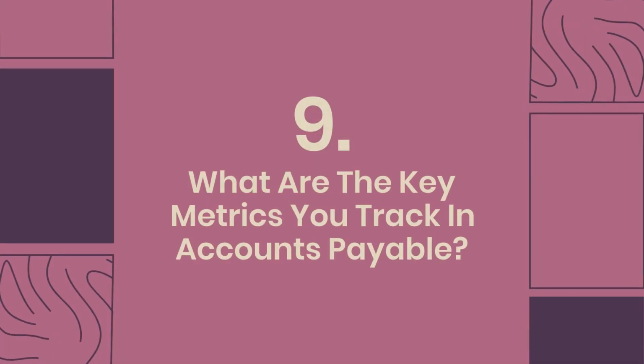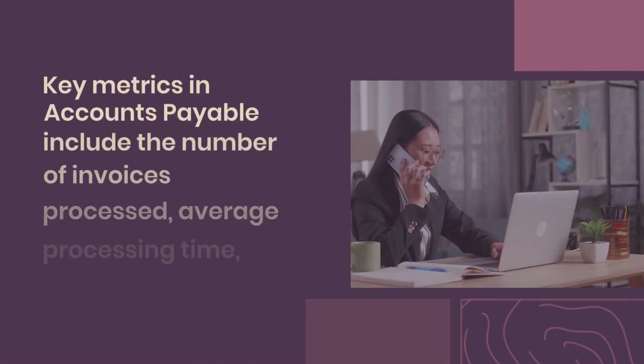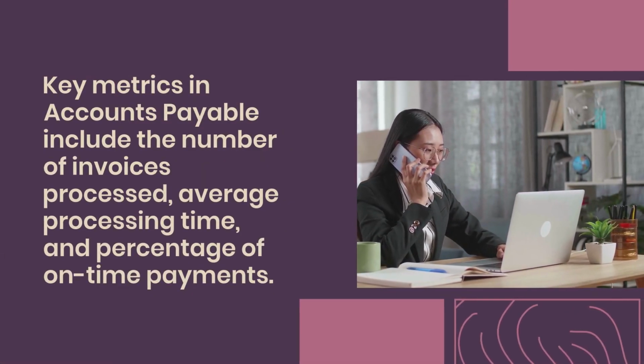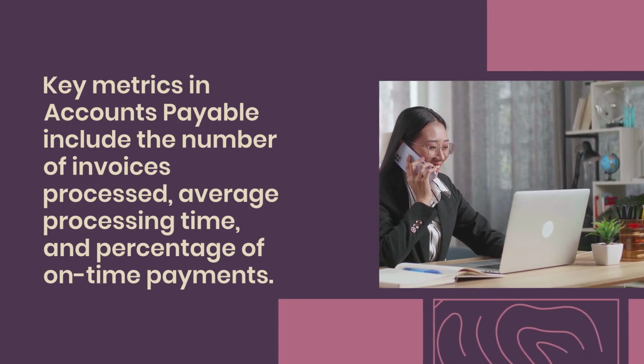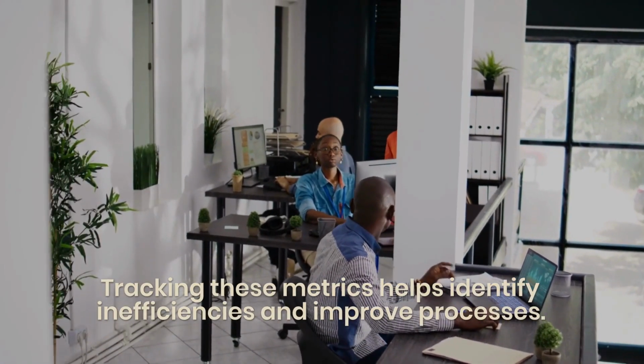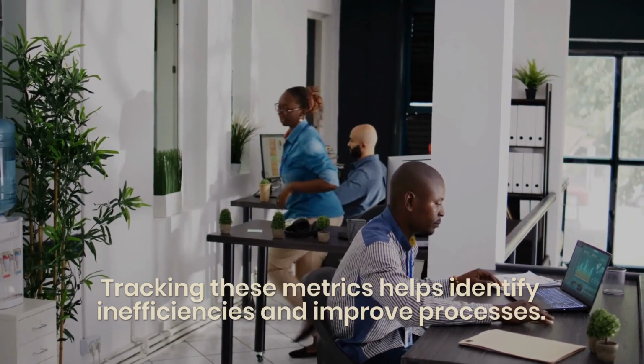9. What are the key metrics you track in accounts payable? Key metrics in accounts payable include the number of invoices processed, average processing time, and percentage of on-time payments. Tracking these metrics helps identify inefficiencies and improve processes.